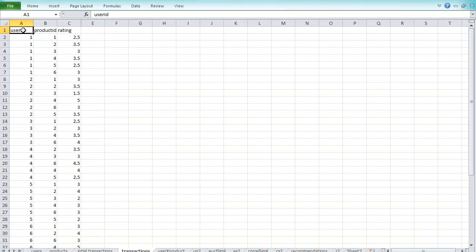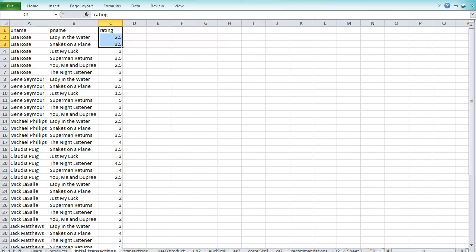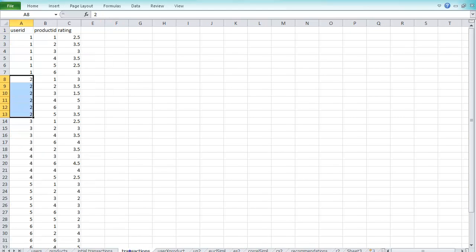So users are going to be numbered. So Lisa Rose is 1, Gene Seymour 2. Then in the second column, the movies are going to be numbered. Lady in the Water 1, Snakes on a Plane 2, and then the third column will still retain ratings.